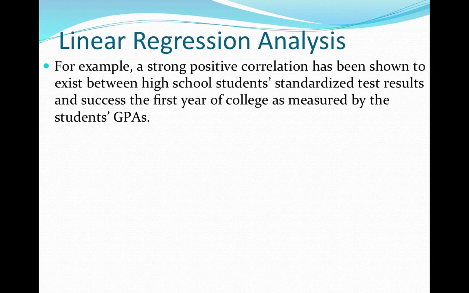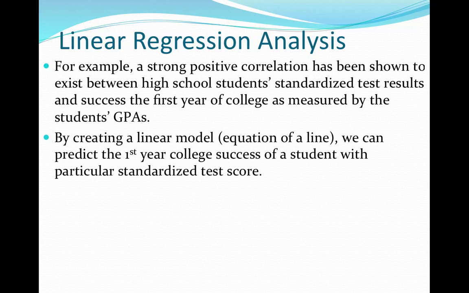Okay, so for example, a strong positive correlation has been shown to exist between high school students' standardized test results and the success the first year of college as measured by the students' GPAs. By creating a linear model, an equation of a line, we can predict the first year college success of a student with a particular standardized test score. Okay, so in this example, there's a positive correlation between standardized test results and student GPA in their first year of college.